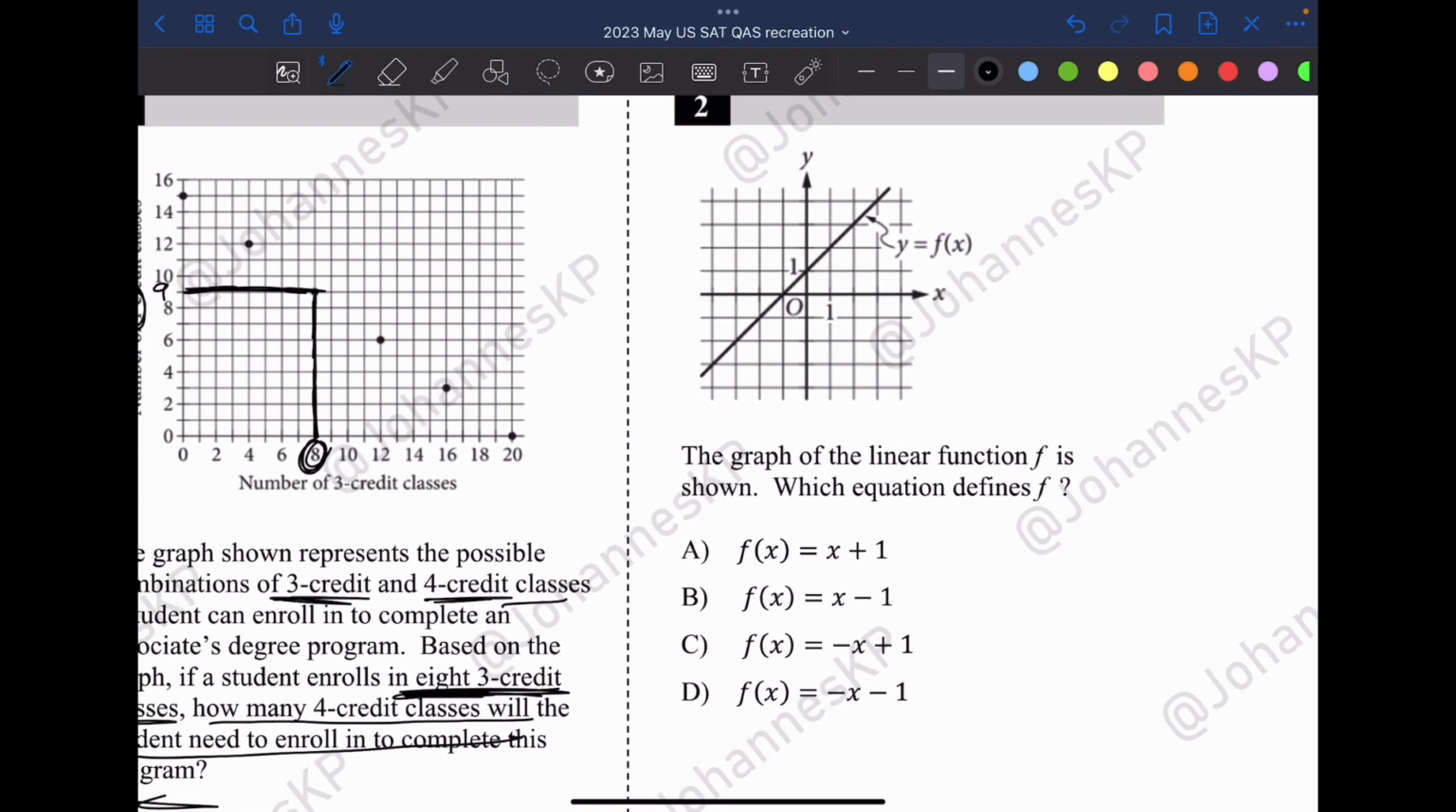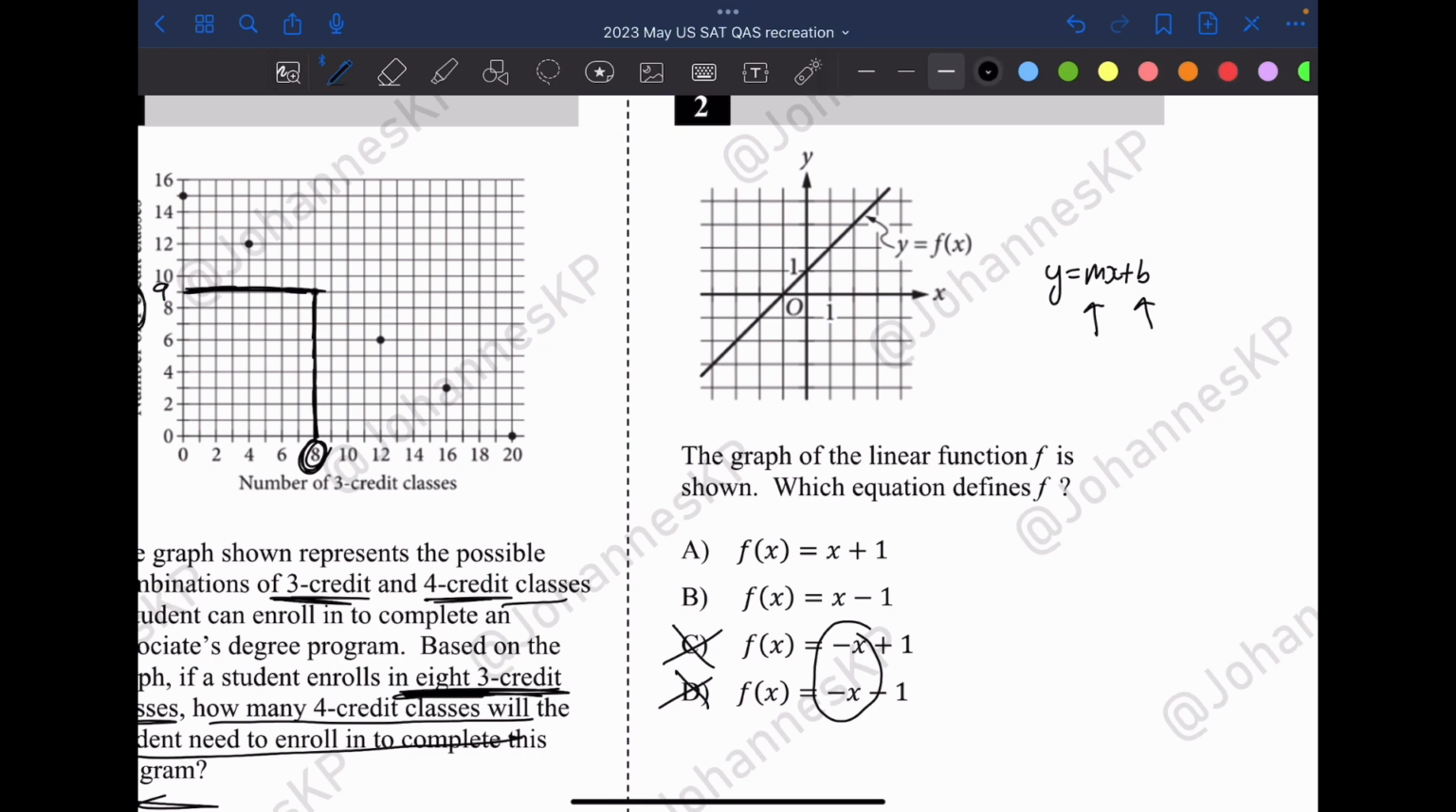In general, for any linear function, it has the form y = mx + b, where m is the slope and b is the y-intercept. In this case, the slope is 1. As you can see, it's not -1, it's 1. So you already know that anything with a negative x is going to be wrong, because -1 would be going this way. That would be negative x. x is like we see here. So that's x, and m is 1.